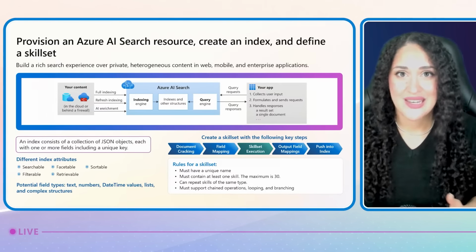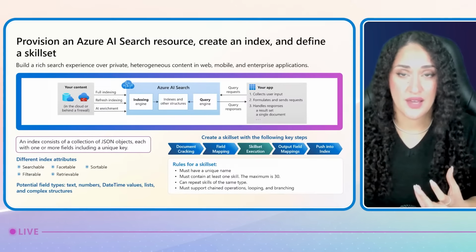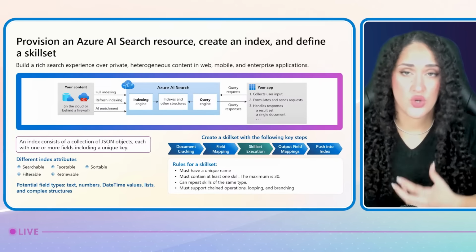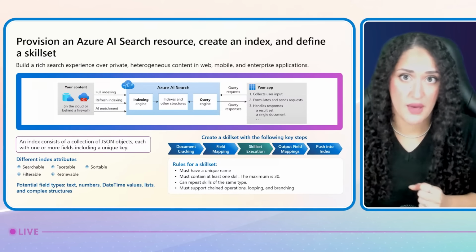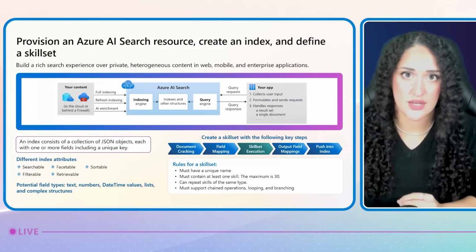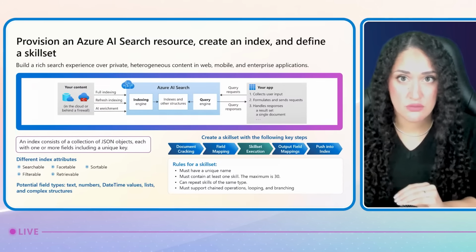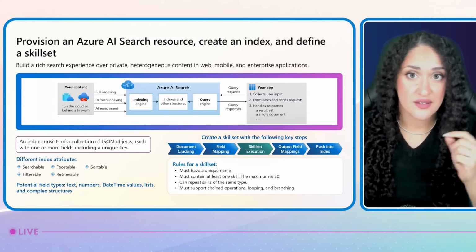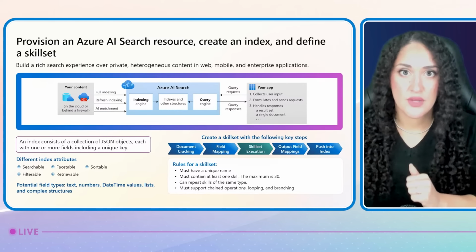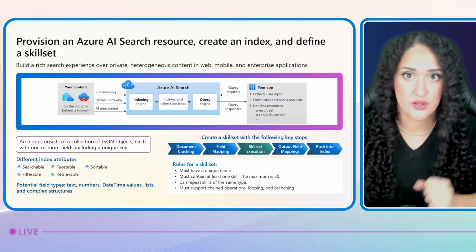Azure AI Search is central to this domain. Understanding the full indexing pipeline is important for the exam, starting with document cracking, field mapping, skillset execution, output field mappings, and pushing into the index. For the exam, make sure you know the different index attributes, for example, searchable, filterable, and so on. And remember the skillset rules: unique name, at least one skill, with the maximum skills varying between different tiers.